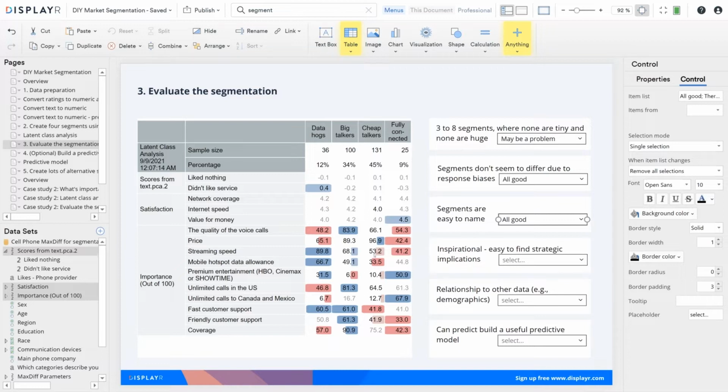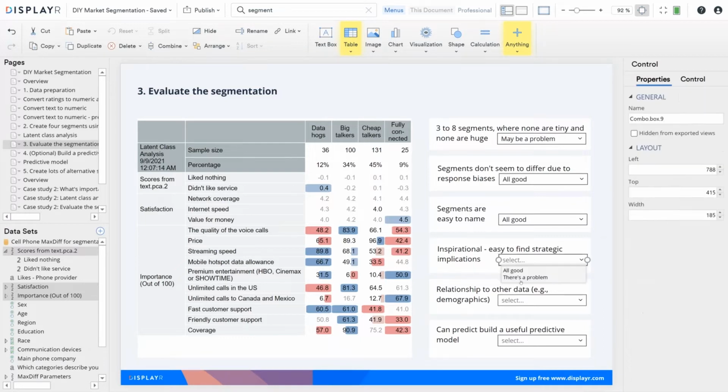Well, the cheap talkers, I'd be selling them discounted plans with a lot of voice. Data hogs, I'm selling them plans that are probably not going to be that cheap with really high unlimited streaming. So I can come up with plans, good, all good on this criteria.